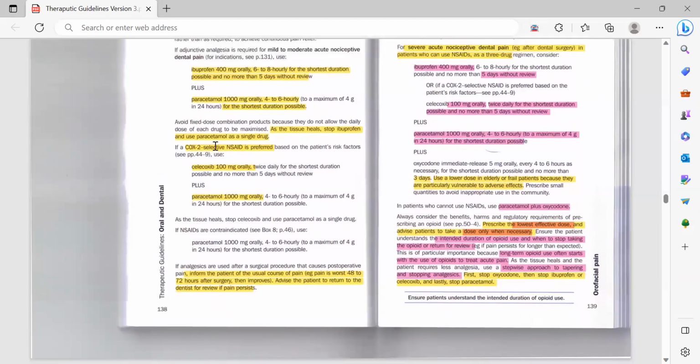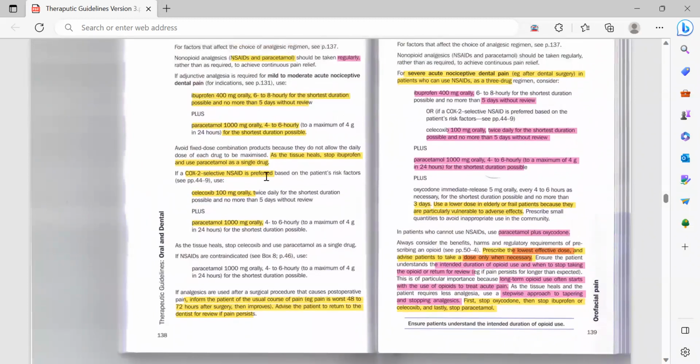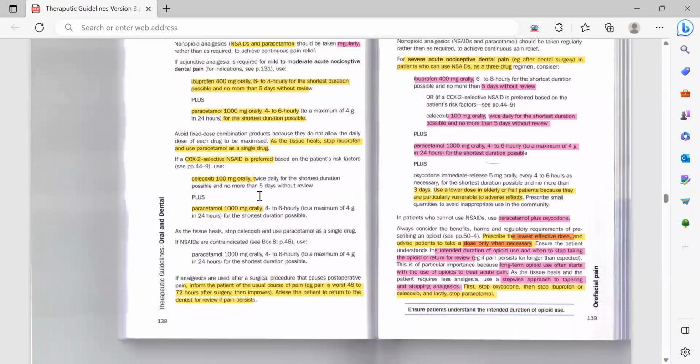Then, if a COX-2 selective NSAID is preferred, like we read in the previous topic, that in certain cases, for example, in case of any heart problem, if we need to prescribe a COX-2 selective NSAID, that is celecoxib, then you can prescribe this dose. Okay, which is 100 milligrams orally 2 times a day for no more than 5 days without review.